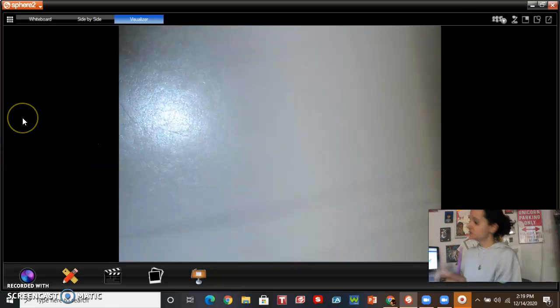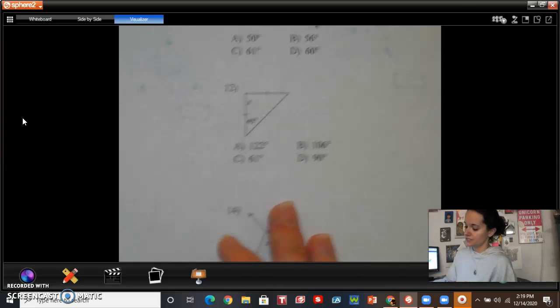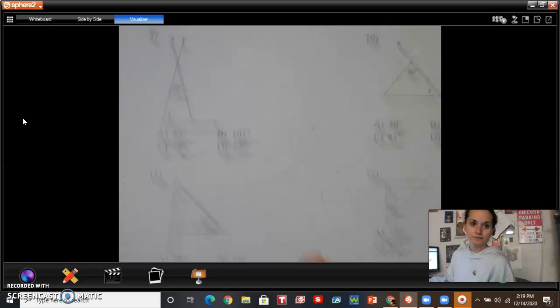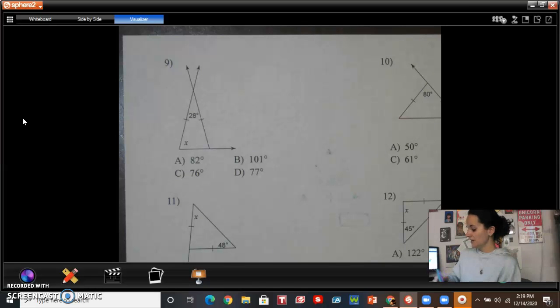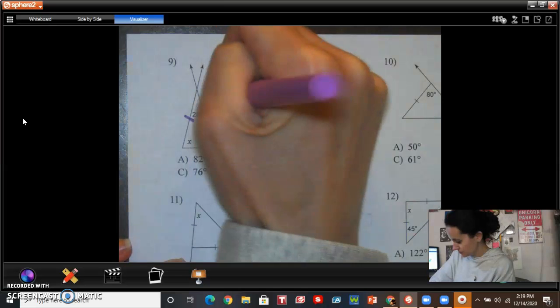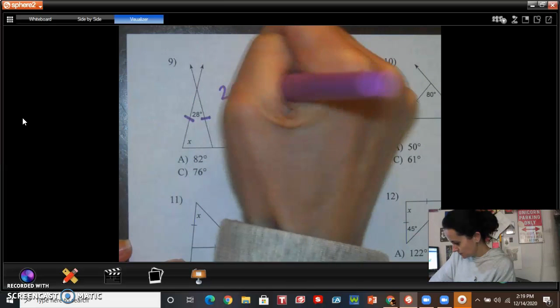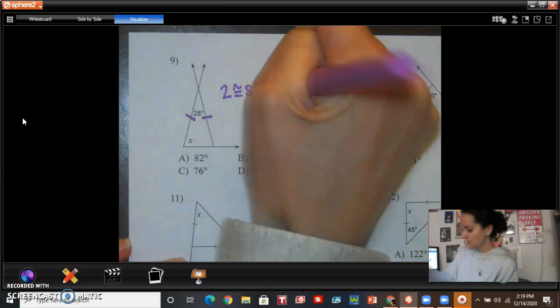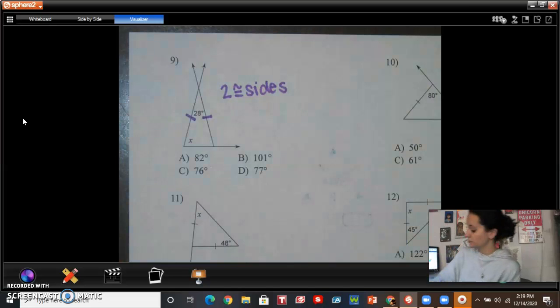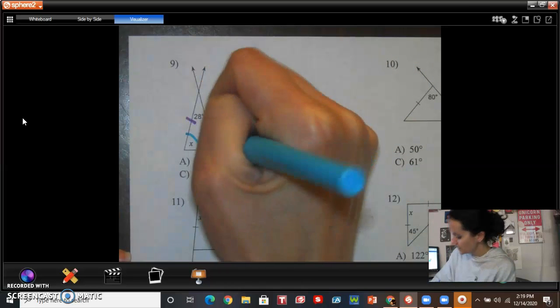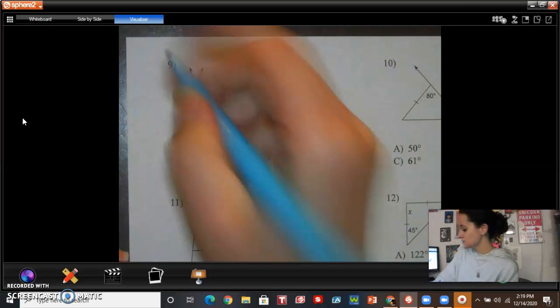Alright, let's look at another one. Let's look at number 9 here. We have 2 congruent legs, or 2 congruent sides, also known as legs, which means we are going to have 2 congruent angles. So if this one is X, this one is also X.